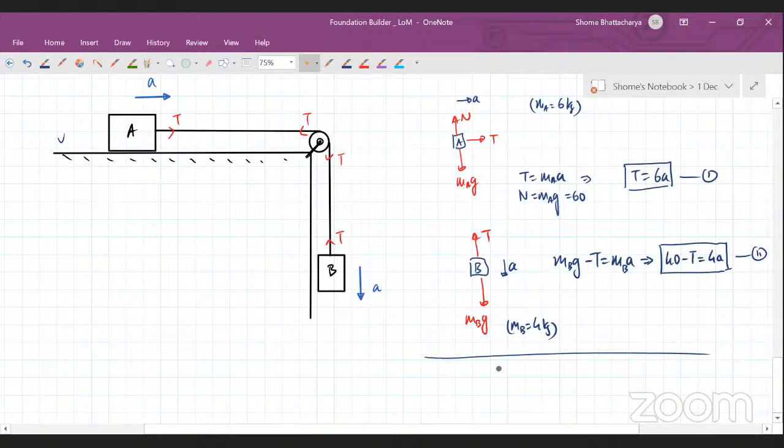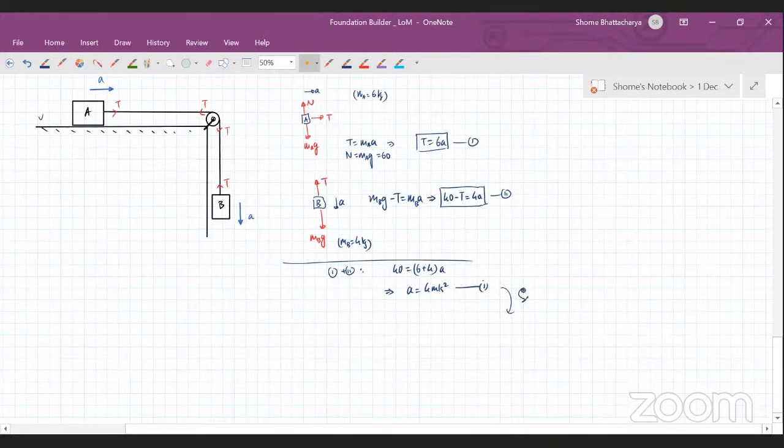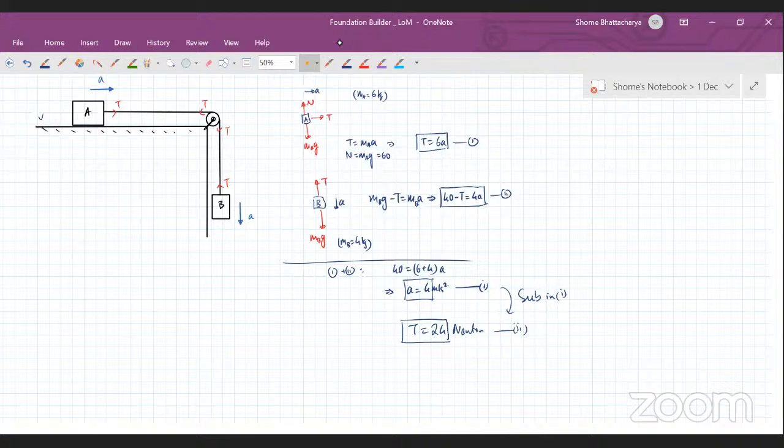So solving the two equations, if you do equation 1 plus 2, you will get 40 is equal to 10a. So we get the acceleration as 4 meters per second square. That's the first part. Then substitute this in equation 1 and you will get the tension equal to 24 newtons. So this is your second answer. Now for the third part, you have to make the free body diagram of the pulley. Yes, Rishi, your answer is correct.